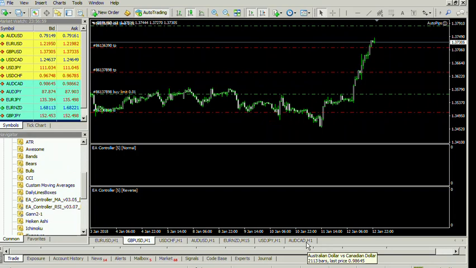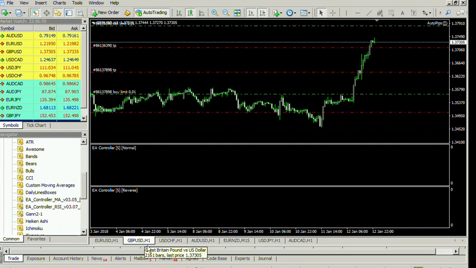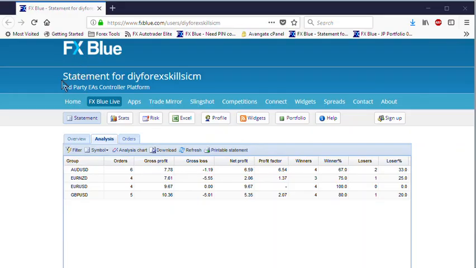You can see that I've got the FX Blue Publisher loaded on my platform as well. And let me just pause the video while I go to that website. And here is my statement for the IC Markets platform. This is the third-party EA's controller platform. Here we can see the 4 EAs that have currently traded on these currency pairs.